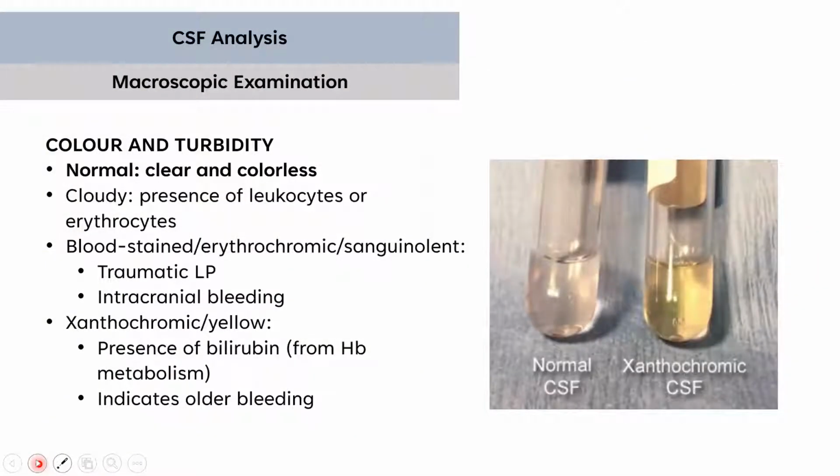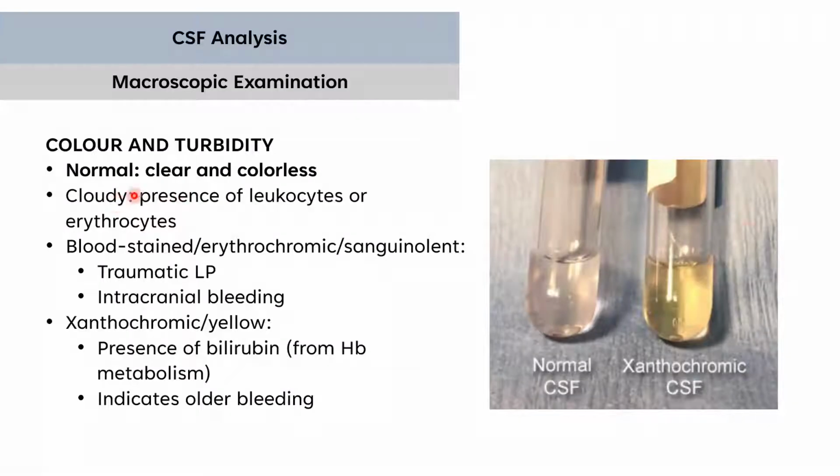So how do we analyze CSF? Once again, there are three approaches. First is macroscopic, second is biochemical, and third is cytologic. Macroscopic means we look at the sample with our naked eye, and look at whether or not it's normal or pathologic. So when we look at a CSF sample with our naked eye, we evaluate the color and the turbidity. We know that it should be clear and colorless. So the color should be colorless and the turbidity should be clear.